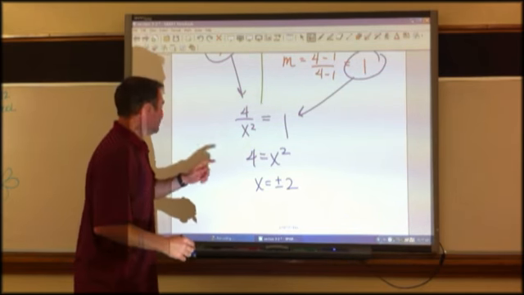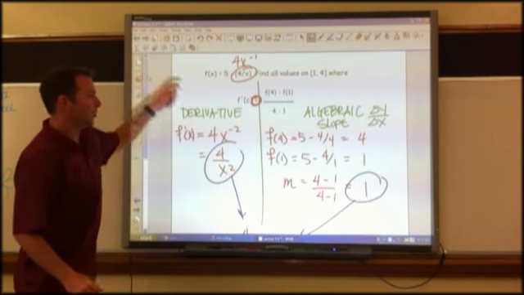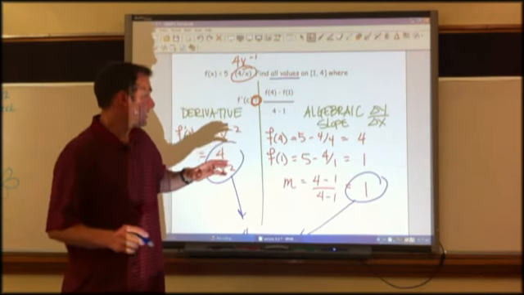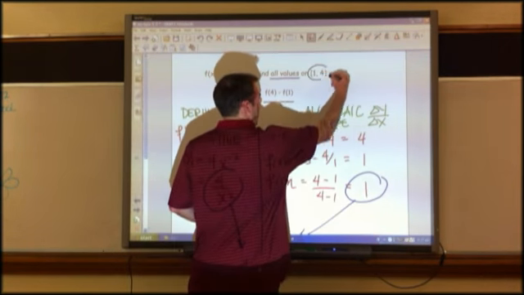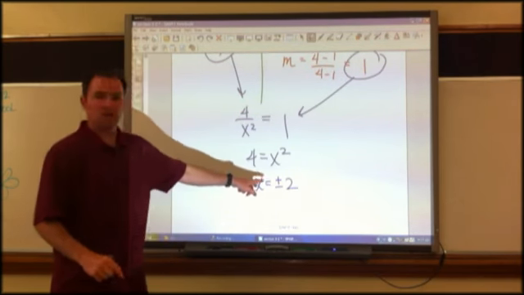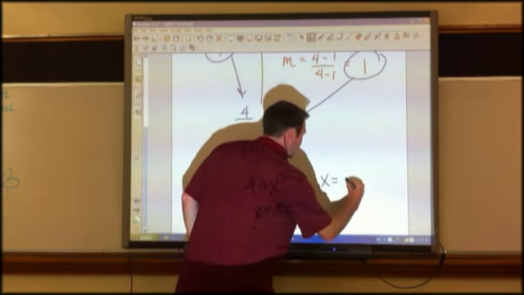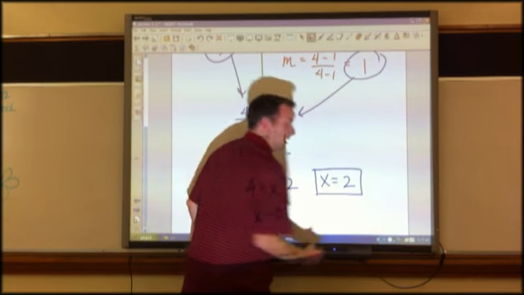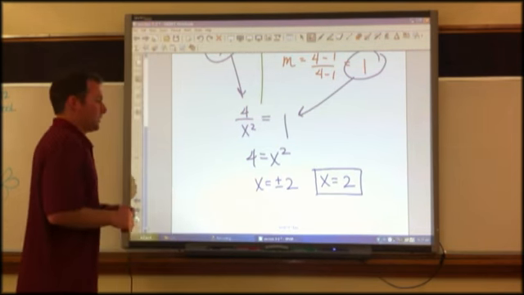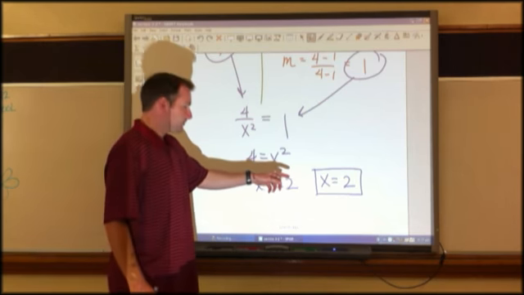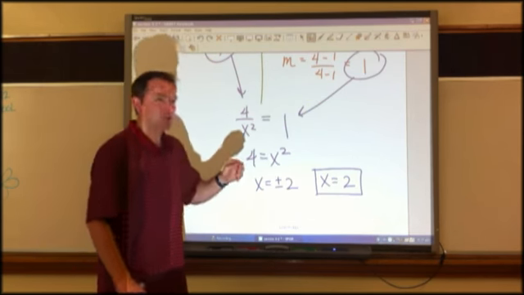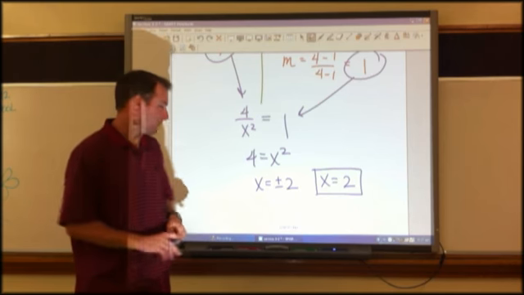Now, if I go back up to the problem, what is it they're asking me for? I'm looking for all x values, but on the interval 1 to 4. Well, the only one of these two that's on 1 to 4 is x equals 2. So x equals negative 2 is a solution, it's just not on the interval that we're looking for. So what this is saying is that when x equals 2, the derivative matches the slope from x equals 1 to x equals 4.